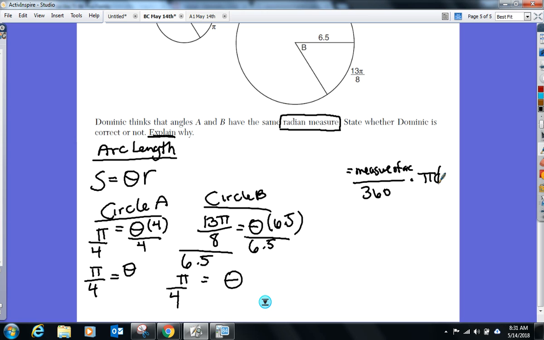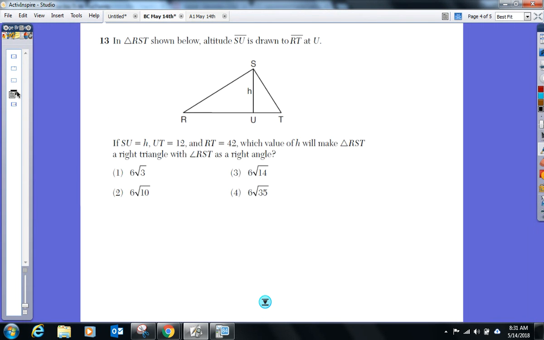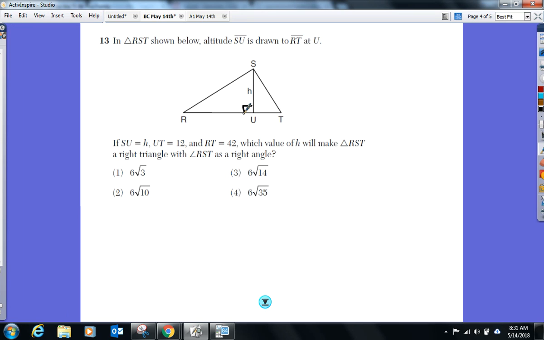Questions? All right, let's keep working backwards then. 13. I saw a couple people scratching their heads here on 13. Altitude SU. SU is H. UT is 12. RT was 42. What value of H will make RST a right triangle?